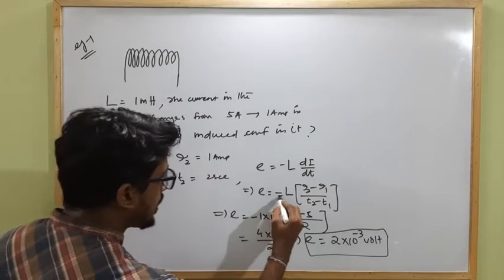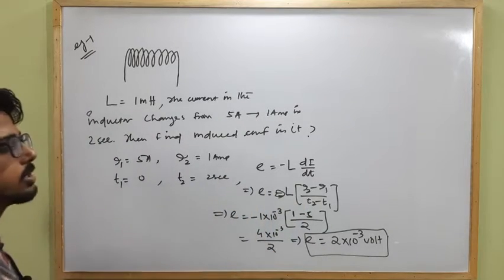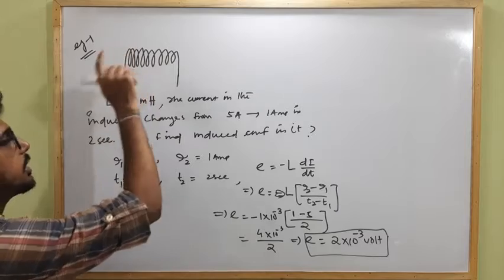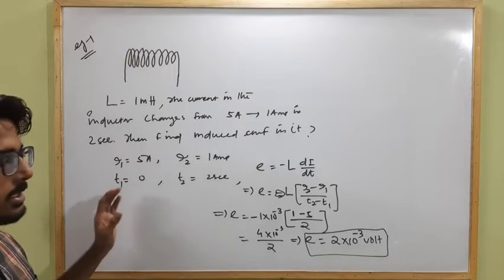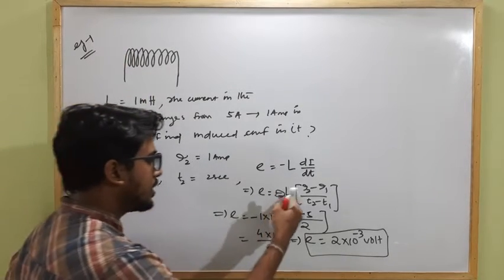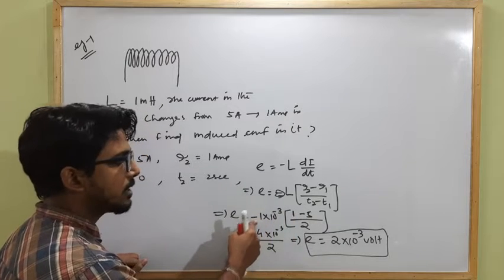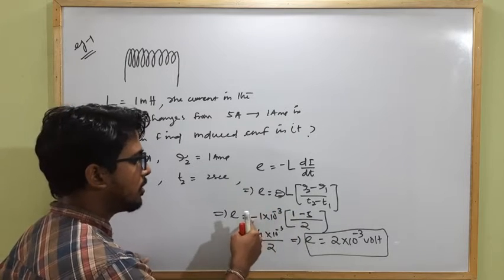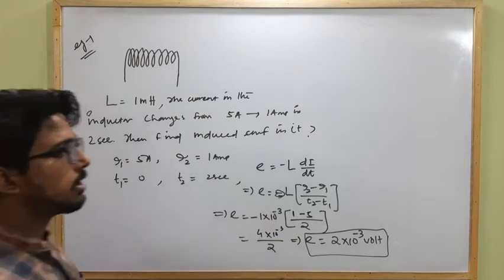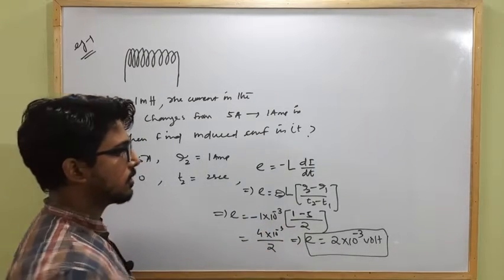This negative sign indicates what? This induced EMF always tries to oppose the external current change within it. Clear? So here I2 minus I1 will be minus 4 and there is already a negative sign. So minus 4 into minus will be plus 4. So this will be 2 into 10 to the power minus 3 volt. Clear?